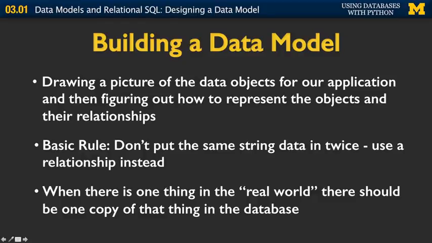So the basic rule is don't put the same string data in twice, use a relationship instead. And the other thing is to model the real world. If you have users and tracks and Christmas tree farms and whatever, you'll have a table for the Christmas tree farms, and you'll have another table for the Christmas tree types, and you'll have another table for whatever. And so often you're starting to build an application.